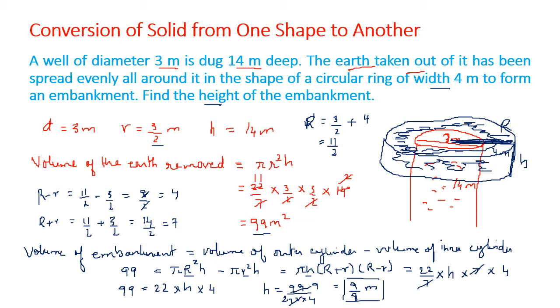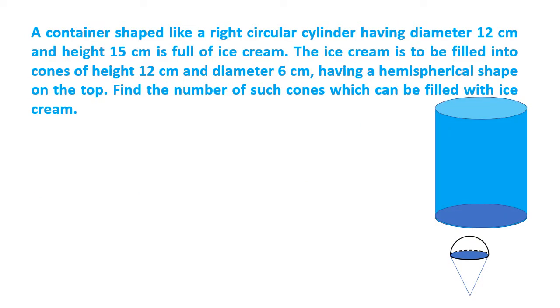If you divide it further, you will get 1.125 meter. So that will be the height of the embankment. So I hope you have understood this sum, digging the well and depositing it outside.